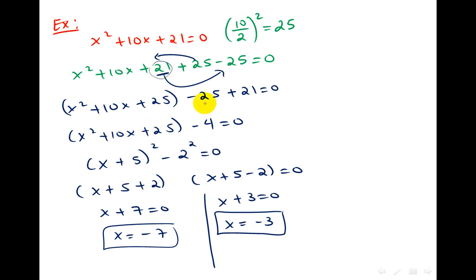Now I would group them. This minus 25 plus 21 will give you negative 4, and when you change it to a perfect square, this will be (x plus 5) the whole squared minus 2 squared, and this is going to be a difference between two squares, which is (x plus 5 plus 2) or (x plus 5 minus 2). Then you can use your either-or method, once this equals 0 and once the other one equals 0, and the final answer will be either x is negative 7 or negative 3. Okay, let's have another example now.